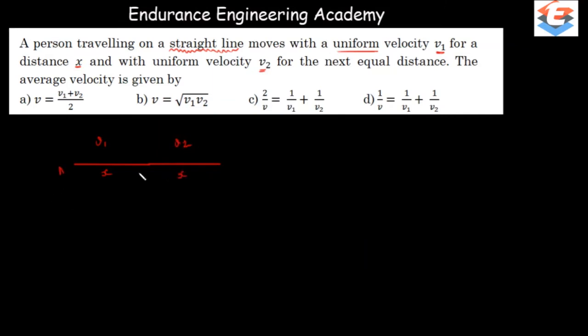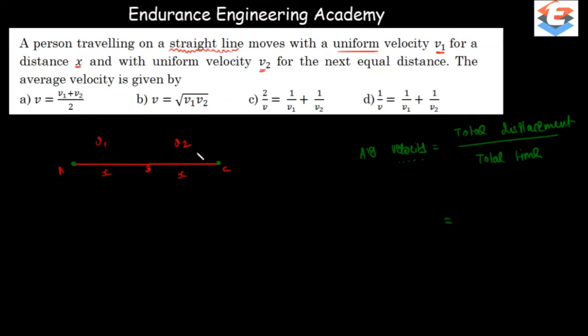Let me take this as A, this as B, this as C. Now what is the next thing? They are asking for the average velocity. So first of all, average velocity is what? Total displacement by total time taken. What is the total displacement in this case? Displacement is nothing but the shortest distance from A to C.